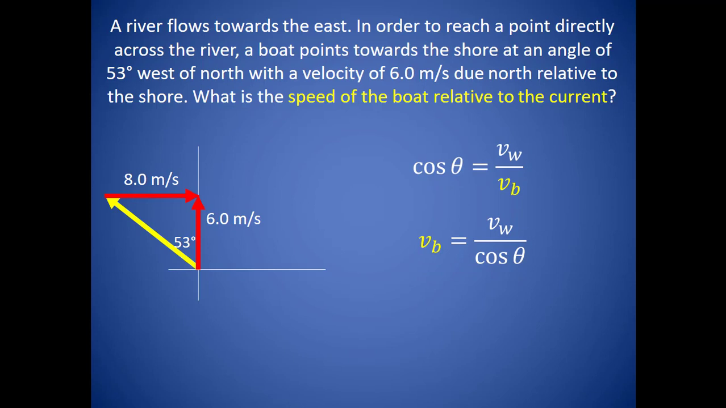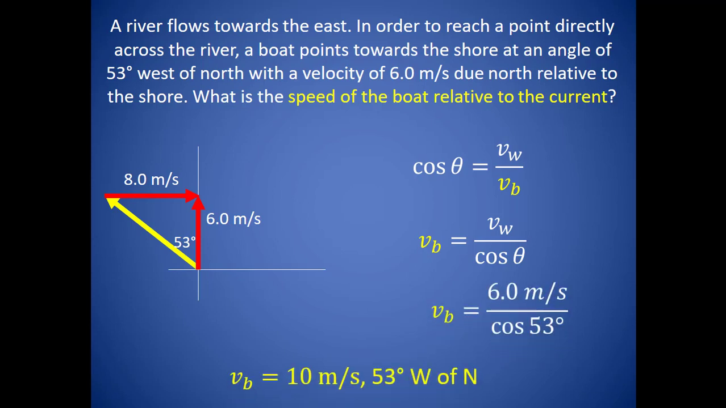The cosine is the adjacent side over the hypotenuse. So rearranging for the velocity of the boat, we will take the velocity of the boat in the water of 6 meters per second and divide that by the cosine of 53 degrees. This gives us the velocity of the boat relative to the current of 10 meters per second.